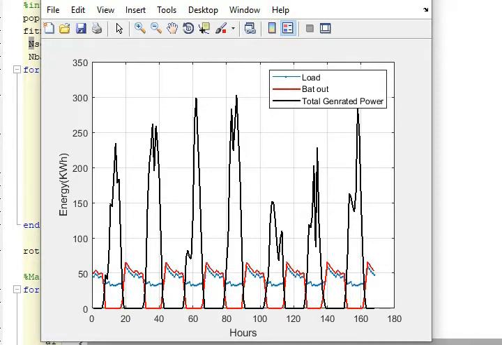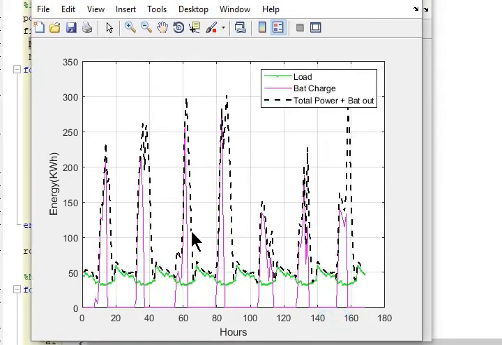The next graph is about the load and charging of the battery, and the black one is the total generator power plus battery discharging. The first thing you can see is that this greenish line is always below this black dotted line. So the load is met each time. In daytime the solar energy is available and the load is met by solar, otherwise by the battery bank. So we are ensuring that in each interval of time the load is met either by the battery bank or the solar energy available.